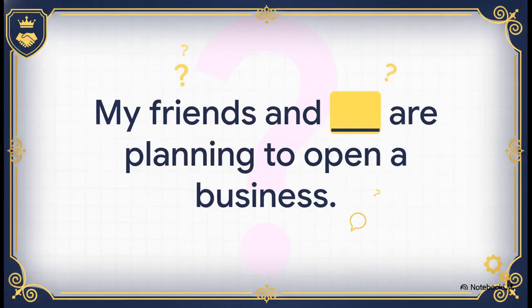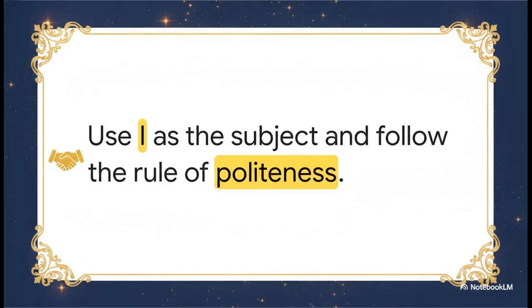All right, one last challenge to finish strong. "My friends and blank are planning to open a new business." Think carefully about who is doing the action of planning here. And please don't forget our golden rule about British politeness. Spot on. The answer is "I." You and your friends are the subjects performing the action. And because we always put others before ourselves, "I" goes right at the very end of the subject phrase. "My friends and I." Beautifully done.